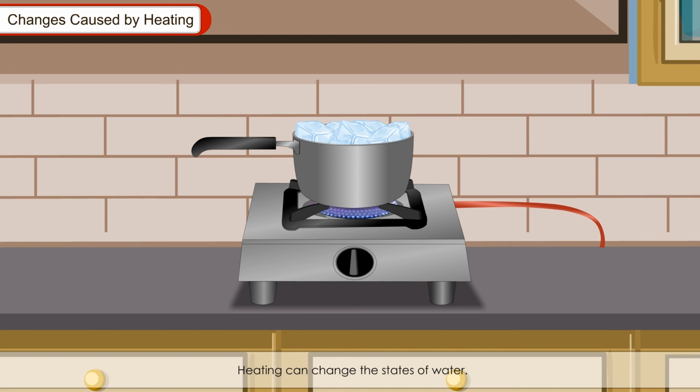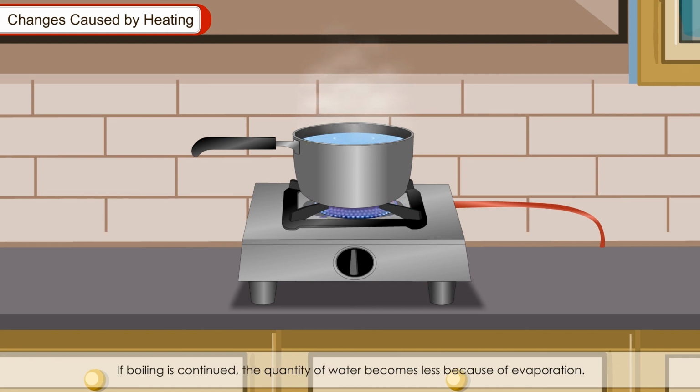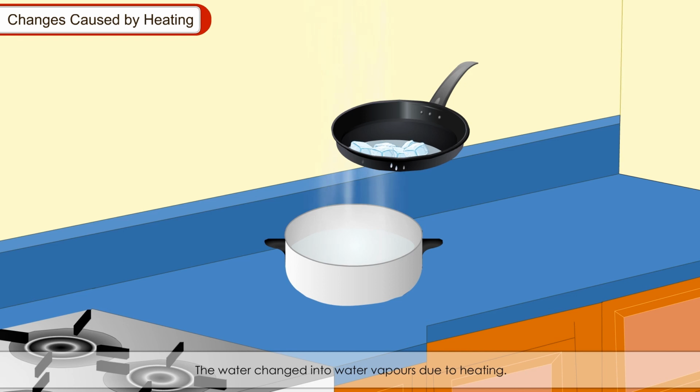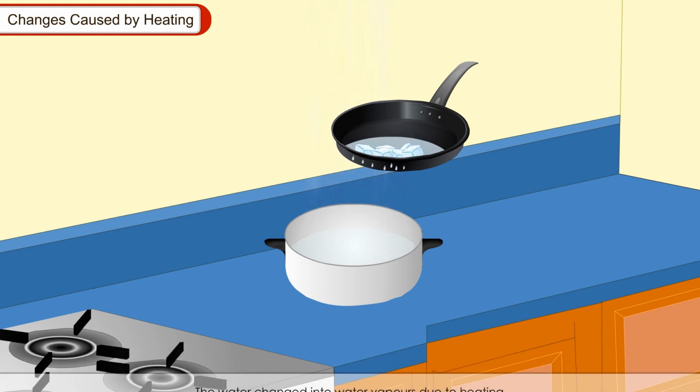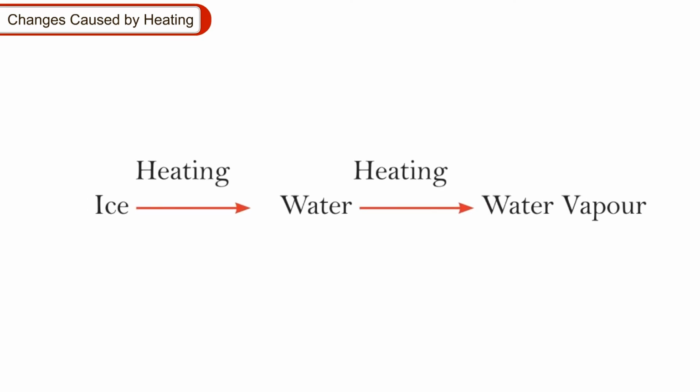Heating can change the states of water. When we heat ice, it changes into water. When this water is heated in a cooking pan, it starts boiling after some time. If boiling is continued, the quantity of water becomes less because of evaporation. The water changed into water vapors due to heating. Ice on heating gives water. Water on heating gives water vapor.